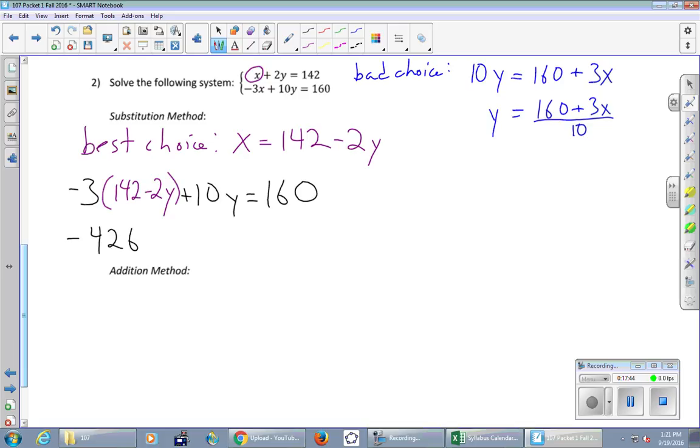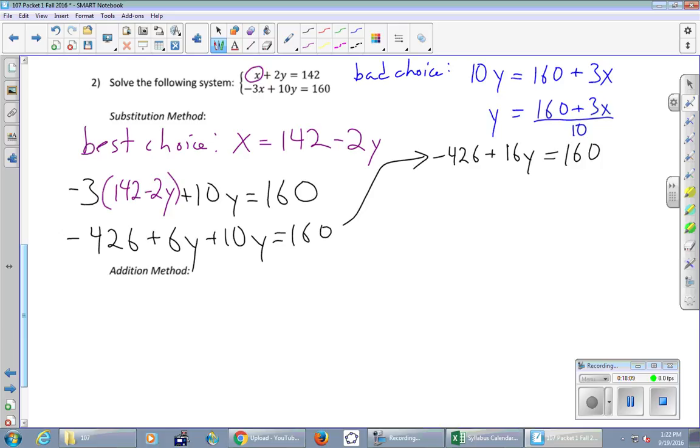-426. Is that right? -426 plus the 6y. Don't forget minus minus is plus. Plus 10y is 160. And then we can start to combine like terms, right? So -426 plus how many y's? 16y is 160. Add that 426 to the right-hand side. 586. And then do what to both sides? Divide by 16. 586 over 16.